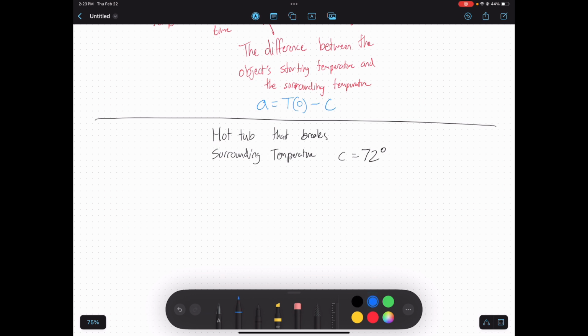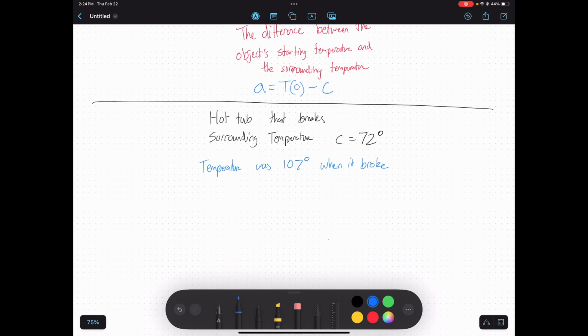When the hot tub broke, the temperature was 107 degrees. That's probably why it broke, because I think that's a little too hot. I would not recommend hot tubbing at 107 degrees.